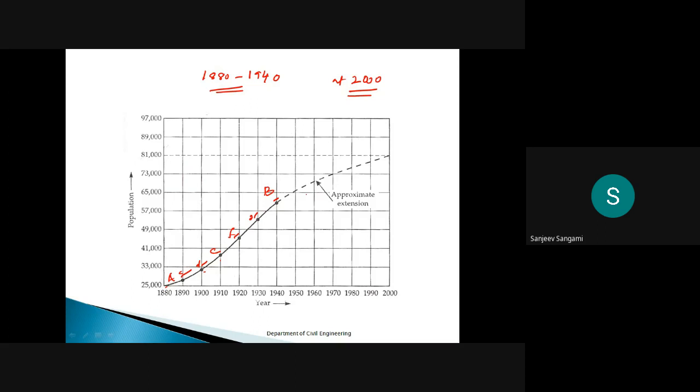The way the curve comes from A to B, in a similar way the curve has to extend from B to some point N. By seeing the trend of the growth between A and B, we have to extend the population from B to N. So this is about the simple graphical method of population forecasting.